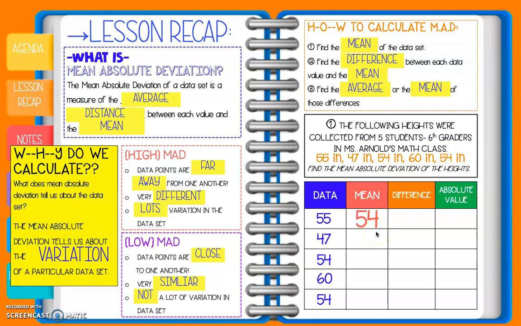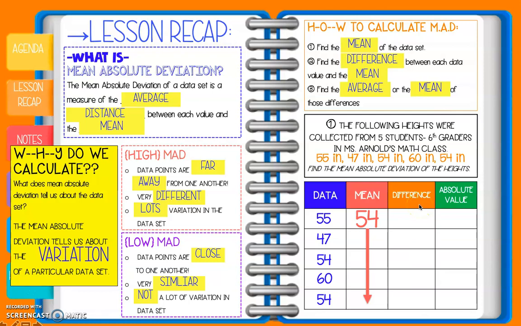Now, just like in class, I told you to draw an arrow down to the rest of this chart. The mean is the exact same for this entire data set. So I'm just going to write it in the first column and then draw an arrow down, because it's the same number for the entire data set. Then we're going to move over to our next column.